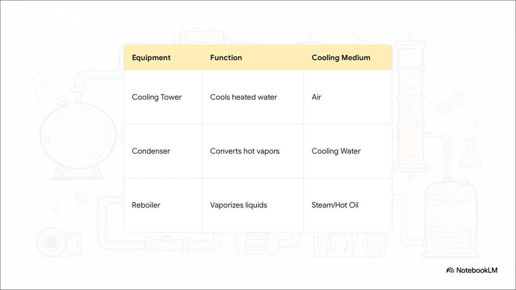A cooling tower drops hot water down through an air draft, using simple evaporation to cool the water so it can be reused. A condenser, usually a shell-and-tube heat exchanger, runs cooling water through tubes to turn hot product vapors on the outside of the tubes back into a liquid state. And finally, a reboiler does the exact opposite. It uses steam or hot oil to heat and vaporize liquid products, which usually drives the natural circulation at the base of a distillation tower.